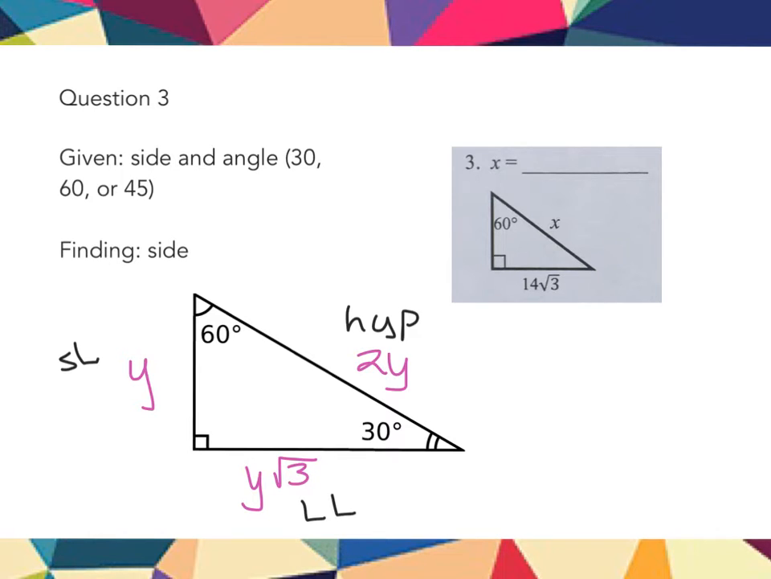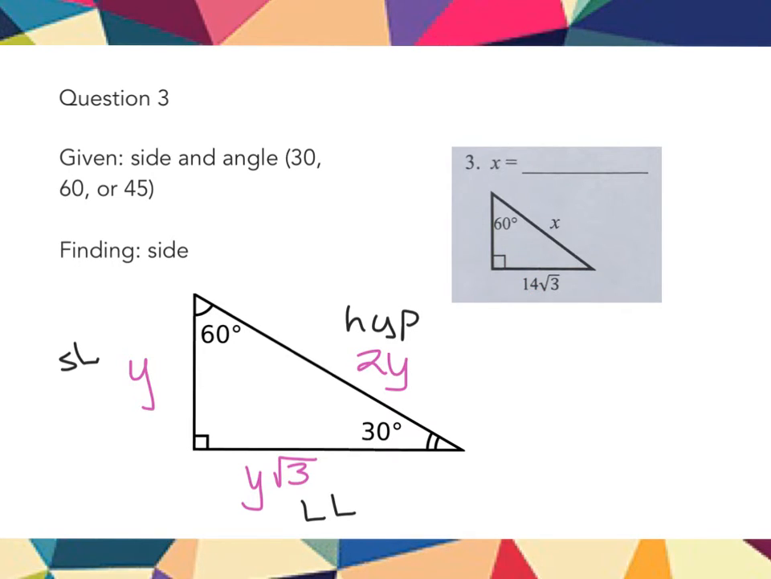All right, so if we look at the triangle in the actual problem, we're given the long leg. Now, you want to be careful. Just because it has the square root of 3 in it doesn't guarantee us that that's the long leg. The way we know it's the long leg is that it's opposite the 60-degree angle.